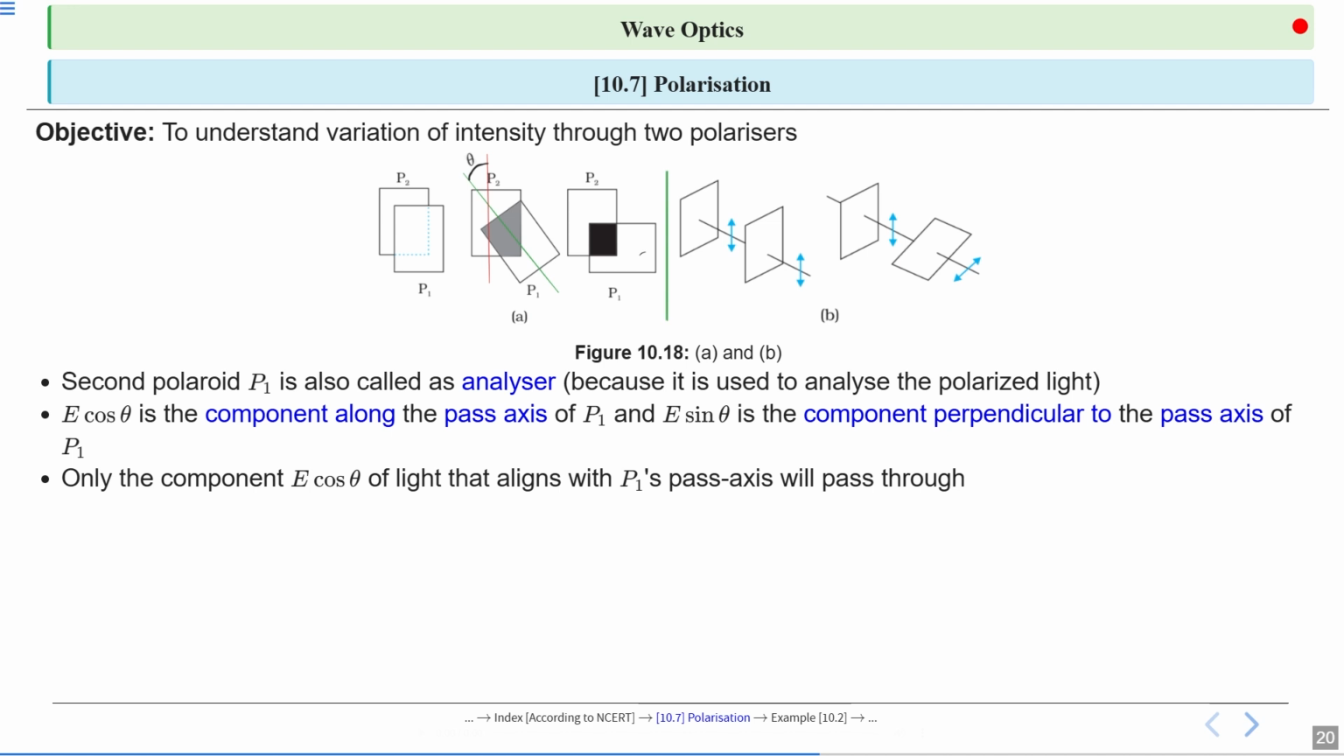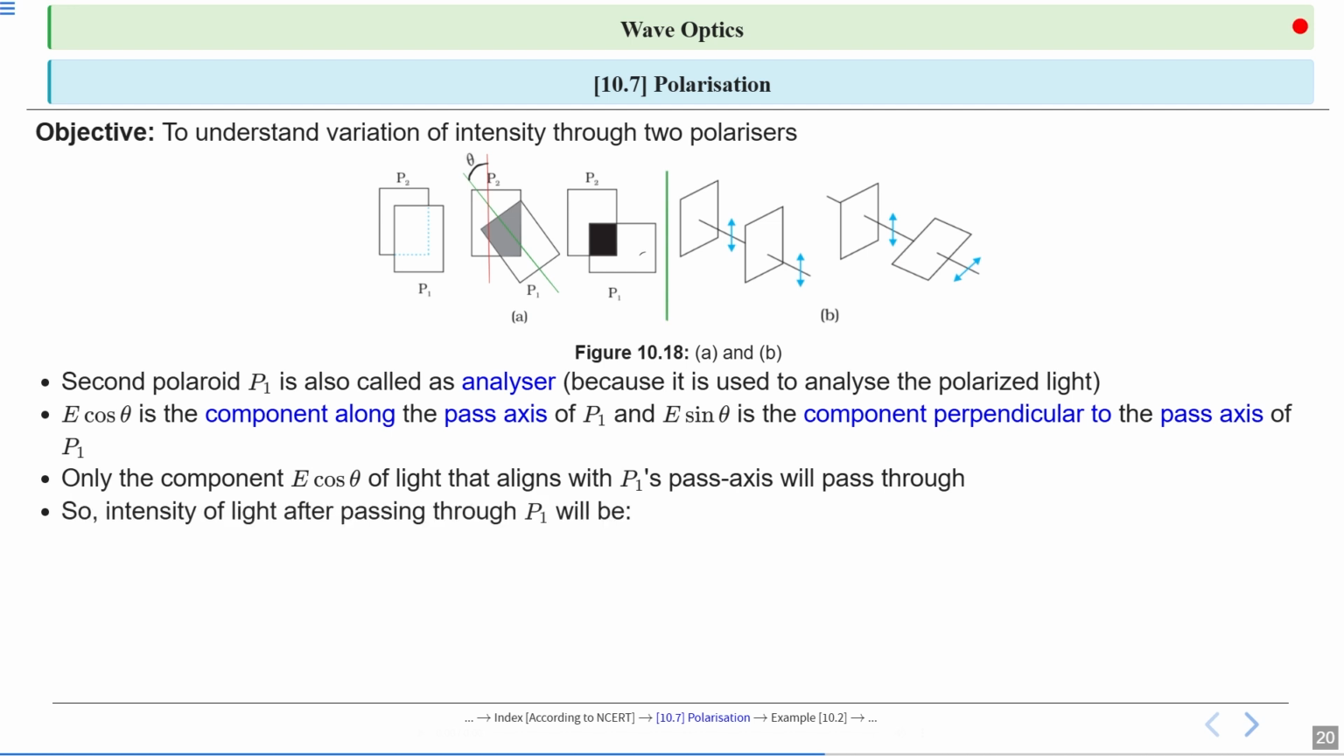Only the component E cos theta that aligns with the pass axis of P1 will actually pass through. So P1 will allow only E cos theta because it is along the pass axis of P1, but it will block E sin theta because it is perpendicular to the pass axis of P1. This means the orientation of the analyzer directly influences the amount of light that gets through.